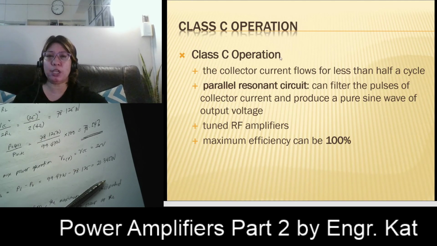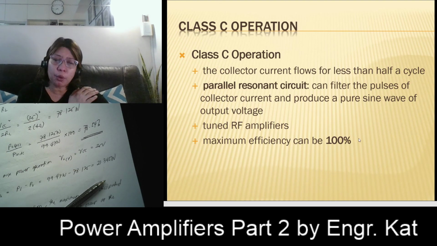Okay, so in Class C operation, the collector current flows for less than half a cycle. Usually we see this in a parallel resonance circuit. This can filter the pulses of your collector current and produce a pure sine wave of output voltage. So Class C operations are usually used for tuned RF amplifiers. Tuned, this is the combination of your capacitor and your inductor. Maximum efficiency can be 100%, although this is theoretical, but we can have a high efficiency of 80% and above.